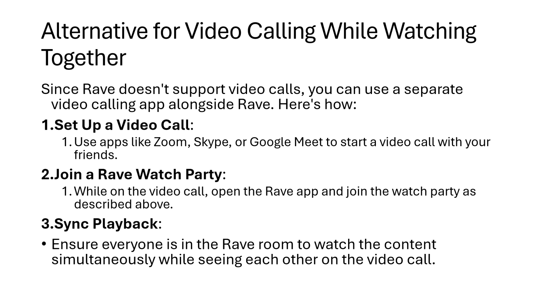And then number two is join a Rave watch party. While on the video call, open the Rave app and join the watch party as described above. And number three, sync playback. Ensure everyone is in the Rave room to watch the content simultaneously while seeing each other on the video call. So there you go, guys. That's how you watch Rave while on a video call.